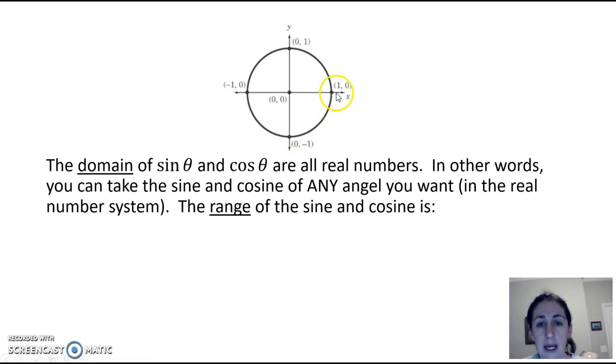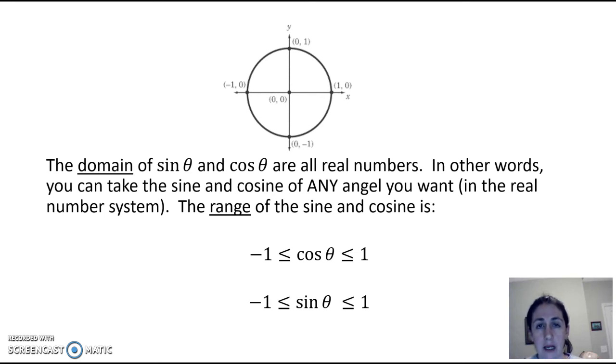And the cosine being the x value, notice the largest x value this circle takes on is 1. It takes on all the x values down to negative 1. So the range of the sine and the cosine are both: negative 1 is less than or equal to the sine, and the cosine of any angle at all is less than or equal to 1. So regardless of what angle it is, whether it's a positive angle, a negative angle, in degrees, in radians, it doesn't matter how many times you rotate around the circle, anytime you take the sine or a cosine of any angle, you'll always get values between negative 1 and 1.